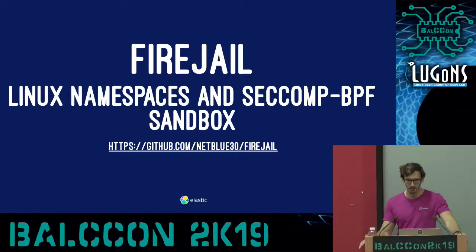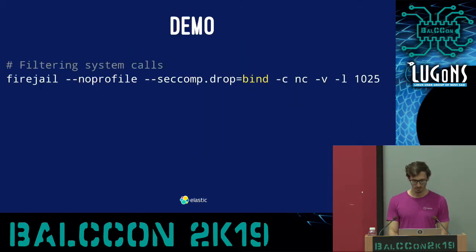I'm using the tool called Firejail. Anybody heard of or used Firejail? Firejail is the one that allows you to set up namespaces and Seccomp sandboxes. And I'm just using that, with one command line argument, to secure my netcat call and disallow the binding on the network interface, which looks just like this. You can see we call Firejail with the no profile option, and then we set the Seccomp drop rule that if it binds, it should not allow that one. And then we just call the process netcat on port 1025.